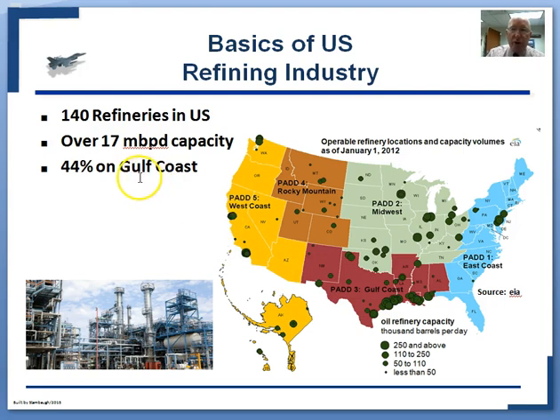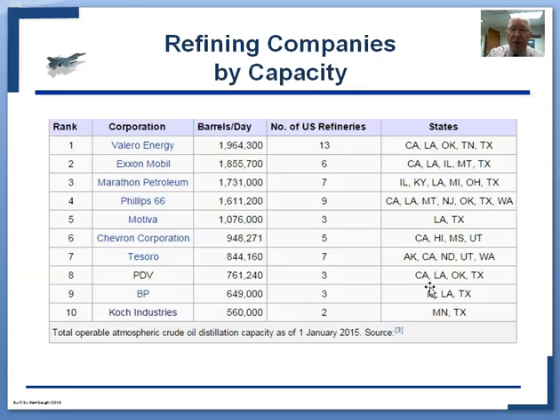This is just a good orientation slide. You can see that the refining capacity is greater than the production capacity of liquids on a daily basis. So we have surplus refining capacity in the United States. The majority of it's oriented along the Gulf Coast.